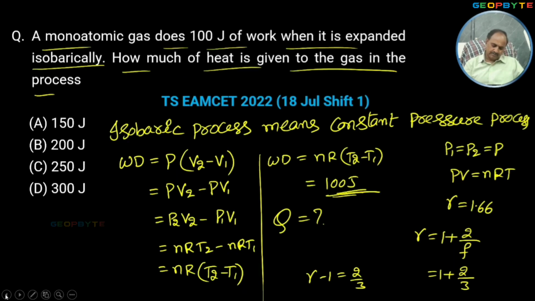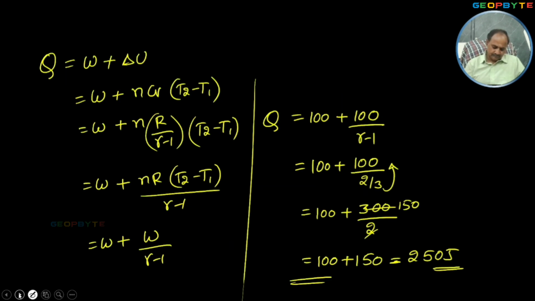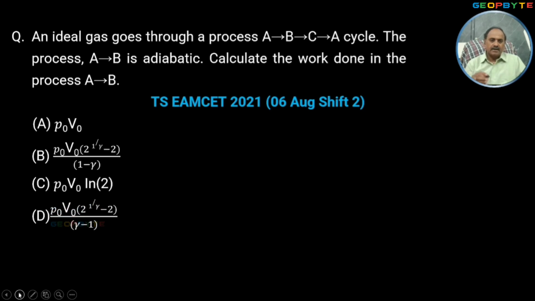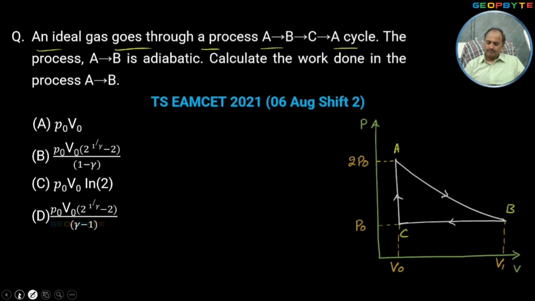So look at the options. Option C is absolutely correct. Similarly, look at another important problem. It is asking like this: an ideal gas goes through a process ABCA cycle. Look at that cycle also.